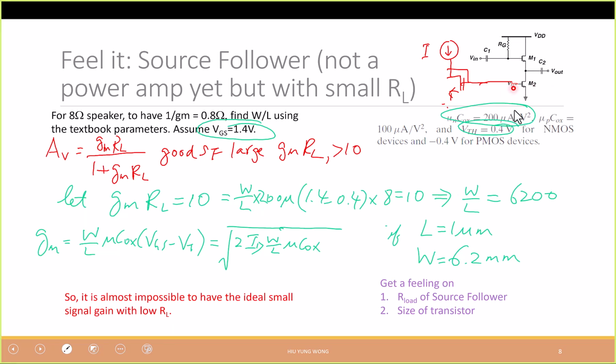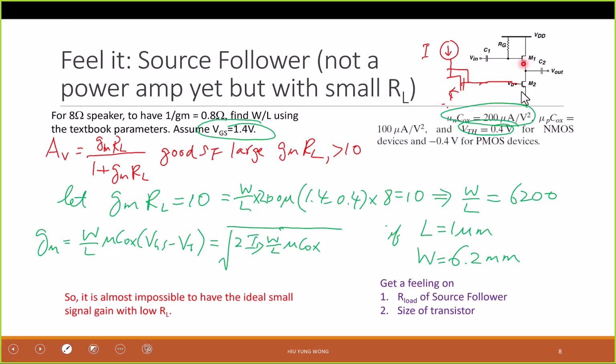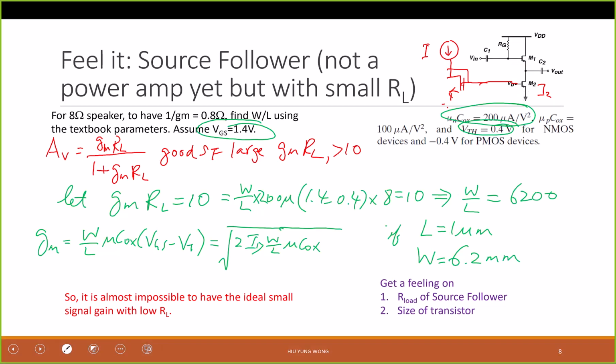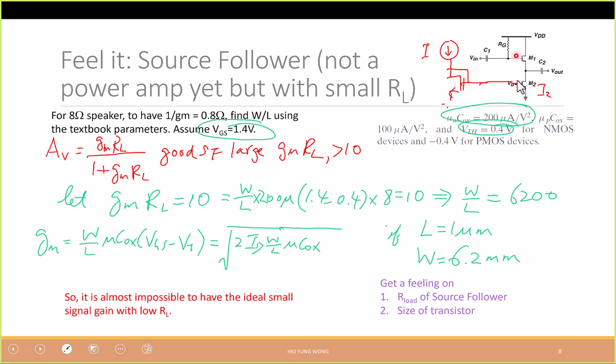Okay? Now, if this is I over 2, what if this one is 3 times of the bottom one? M1 is 3 times of M2. What will be the current in M1? If this is, let's say, I2, and the W on L of M1 is 2 times of M2, what is the current in M1? So I'm saying that the area is double of this one, right? Who thinks that this is 2I2? Raise your hand. Who thinks this is half I2?